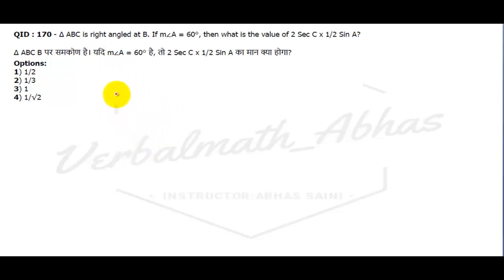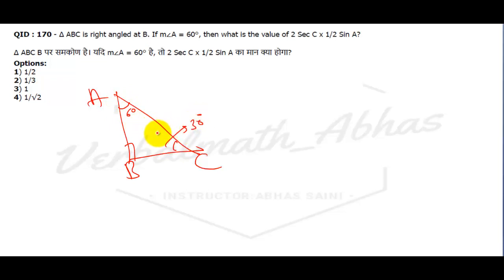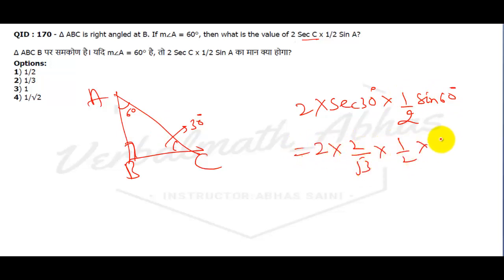ABC is a right angle triangle at B. It means B is 90. Here A is 60, so your C will be 30, because from the angle sum property the sum of A, B, C will be 180. One is 90, one is 60, so we are left with only 30. Now 2 sec C means 2 sec 30, into 1 by 2 sine A means 60. Again you just have to put the values: 2 into 2 by root 3 into 1 by 2. Sine 60 is root 3 by 2, so this will cut and this will cut. Answer will be 1 only. So the third option is your answer.